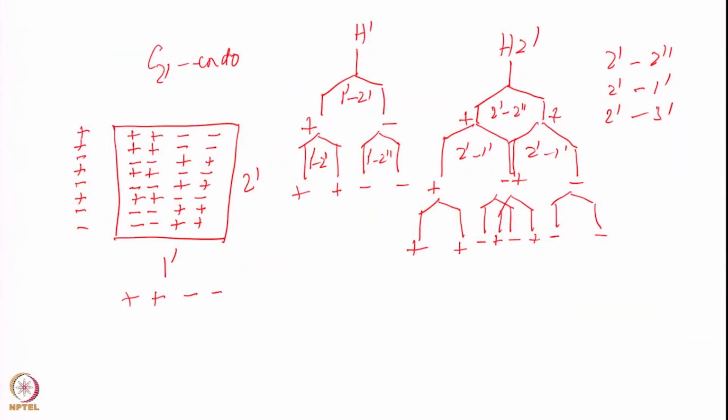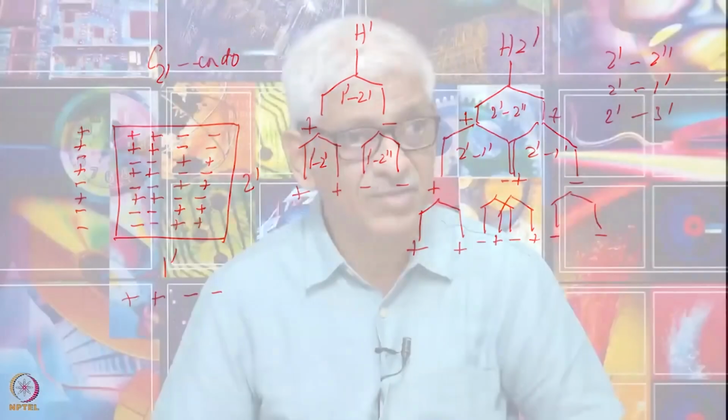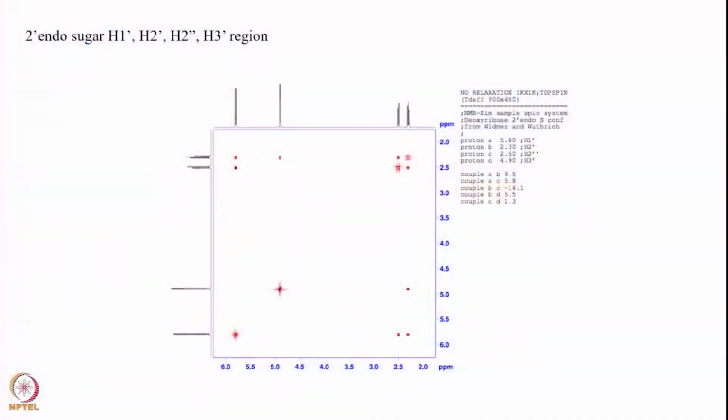So in such a situation what do we do? When we do not have this, of course you will have to calculate all of this. Similarly you can calculate the fine structures for the 2 prime 3 prime peaks, and then the 3 prime 4 prime peaks, you can calculate the fine structures for the individual sugar geometries. So when we do that, this is an experimental spectrum of the C2 prime endo sugar geometry which is shown here.